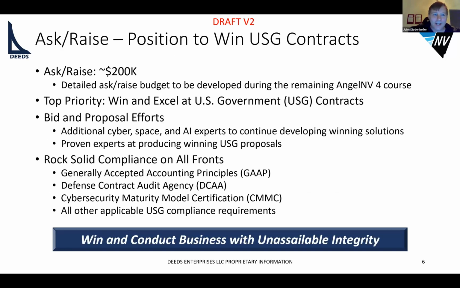So fundamentally, what are we looking at? We're looking at 200K. We'll provide a more detailed one as we go through this course here, but the idea is we win and we excel at United States government contracts. So what does this mean? It means we get rock solid people on bid and proposal efforts, experts to help us develop those winning solutions, and also experts at actually developing winning U.S. government proposals. When I talk about rock solid compliance, if we're doing business with the United States government, we have to make sure that we have everything absolutely perfect relative to DCAA audits, CMMC certification, et cetera. So we want to be completely clean and we want to win and conduct business with unassailable integrity.